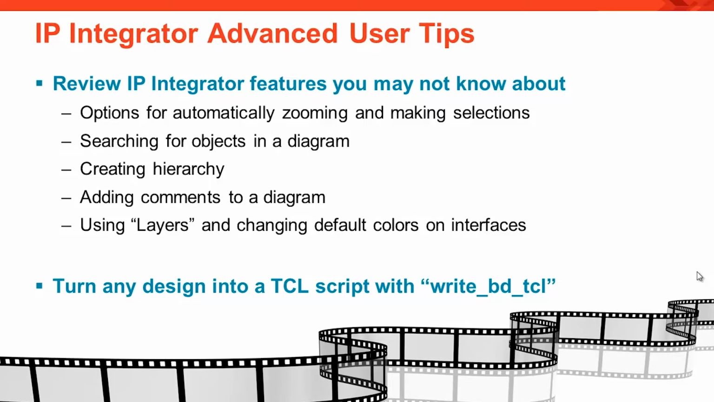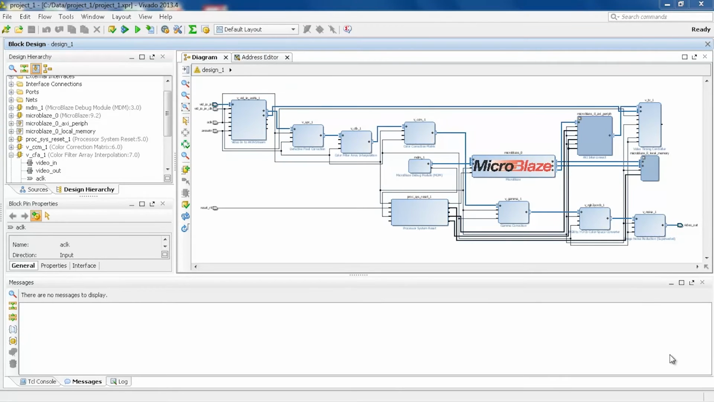We'll talk about options for automatically zooming and making selections, searching for objects in a diagram, creating levels of hierarchy, adding comments to a diagram, using the layers and changing default colors on interfaces, and lastly, how to turn any design into a Tcl script with write_bd_tcl. So let's get started. Okay, so here's the design that I'm currently working on.